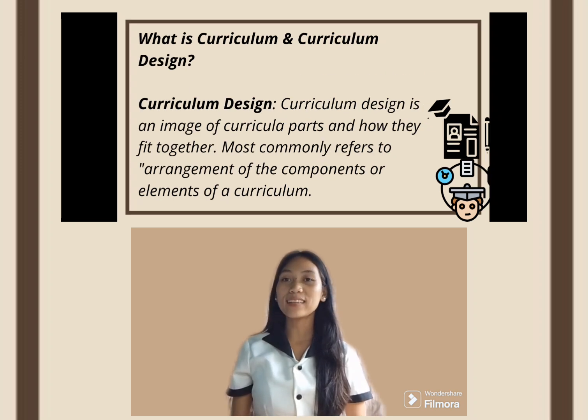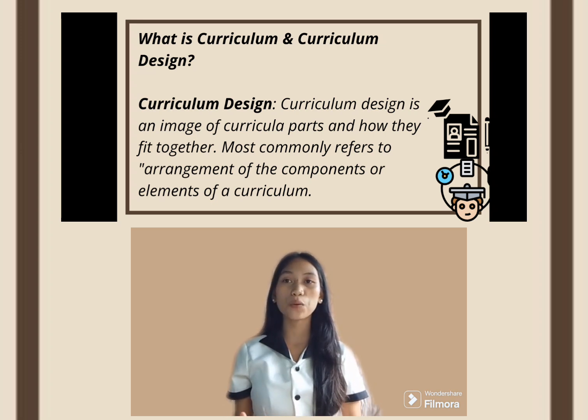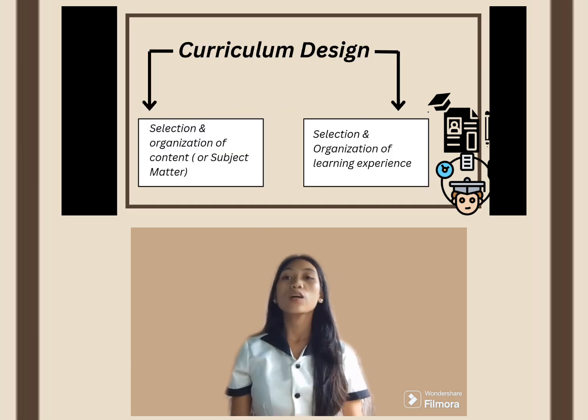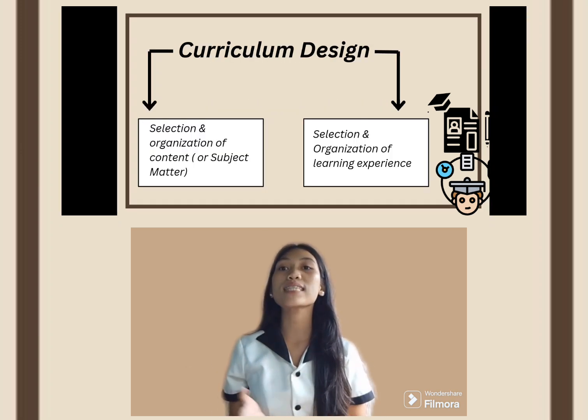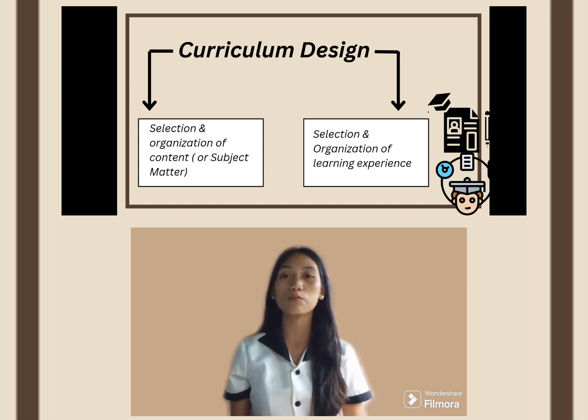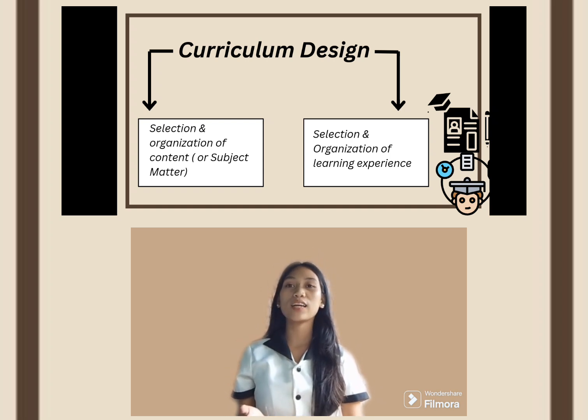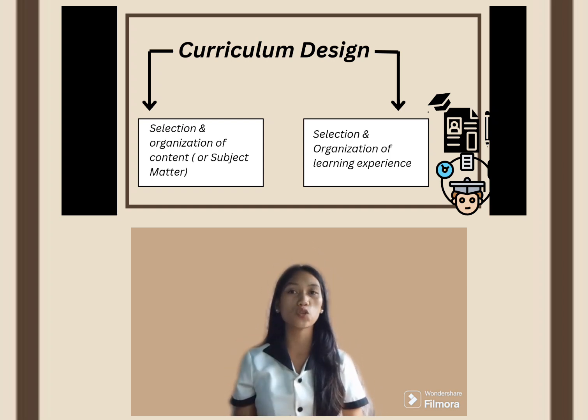On the other hand, curriculum design is the way the parts of the curriculum are arranged. It deals with how content, experiences, and assessments fit together to create a coherent program of learning. Curriculum design involves selecting and organizing subject matter as well as learning experiences. This ensures that students don't just learn concepts but also apply them meaningfully through practice and activities.